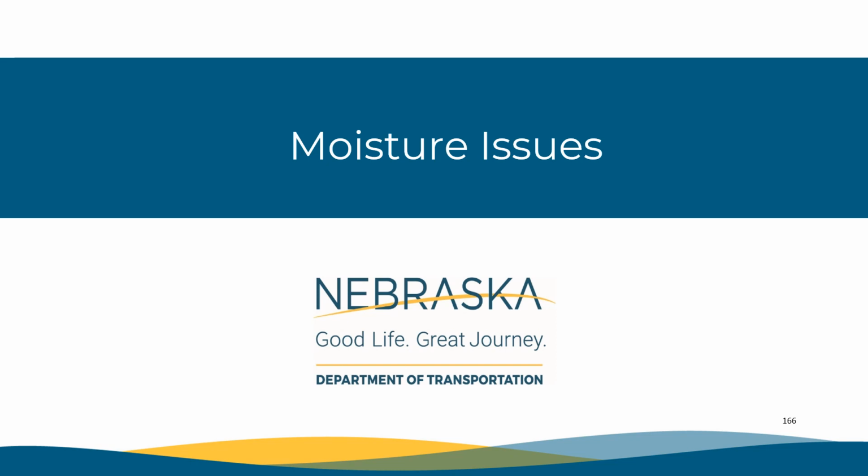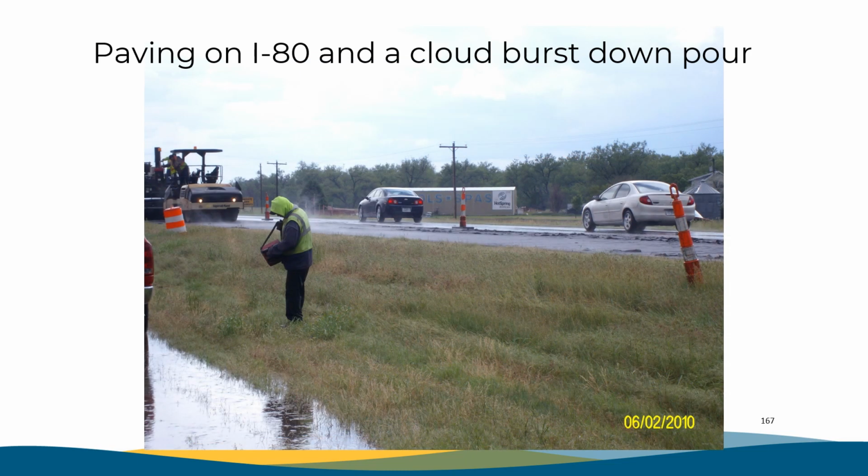Now let's shift gears and look at some scenarios where we may have some moisture issues. Here they are paving when a fast-forming cloudburst downpoured an inch of rain for about 15 minutes when the contractor was in the middle of their paving. This is a picture of the loose mat that got poured on while paving. It saturated all the loose mat, and when they tried to compact it, it wrinkled, as you can see on the right side of the photo. The water steamed up from under the roller, and it completely ruined the mat.